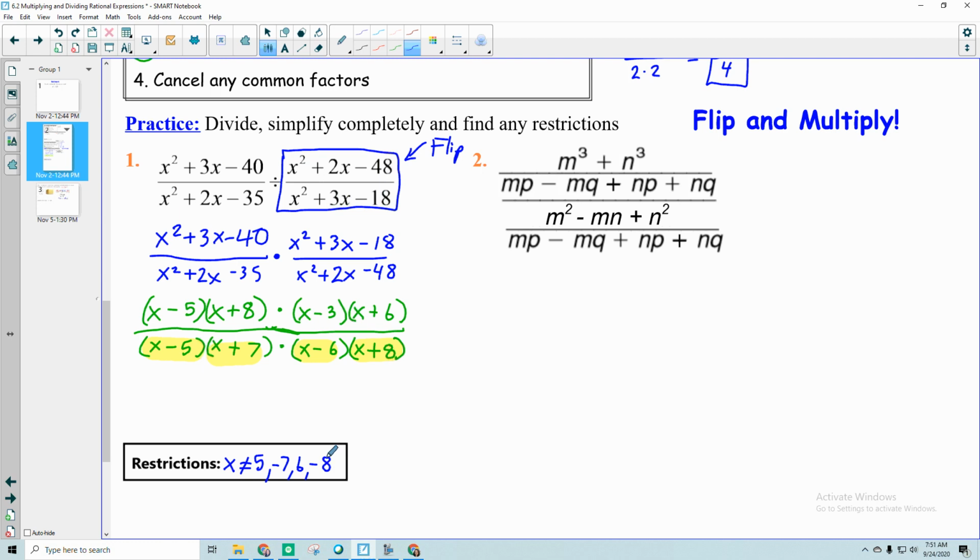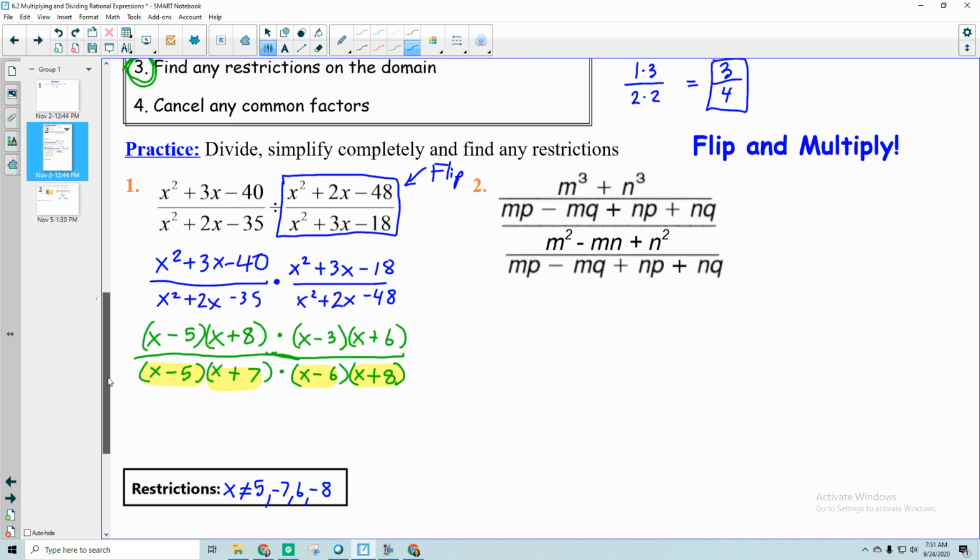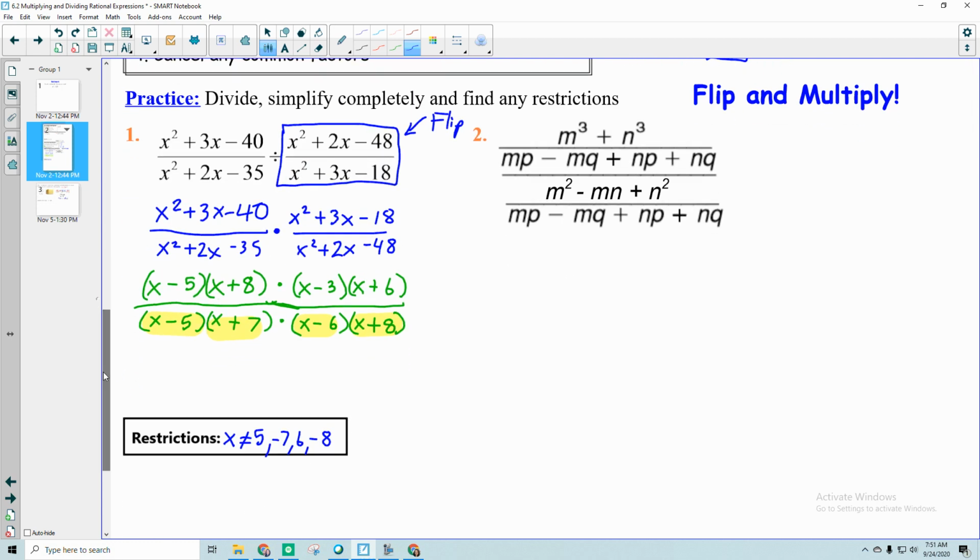But there's actually 2 more numbers that we cannot plug in to this rational expression, okay? And the reason is, remember when we flip this, okay? So at one point, x squared plus 3x minus 18 was in the denominator, okay? And we flipped it so that it wasn't. But if at any point in the problem something is in the denominator, you're going to include that in your restrictions, okay? So I am going to include this part right here, so the x minus 3 and x plus 6, because that's what this factored into.